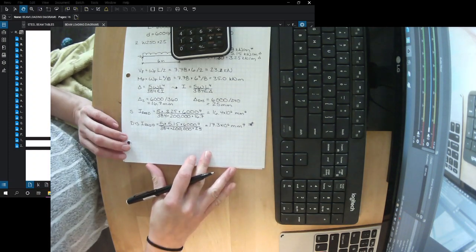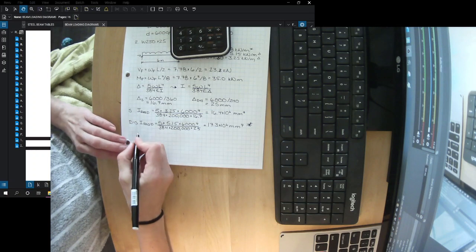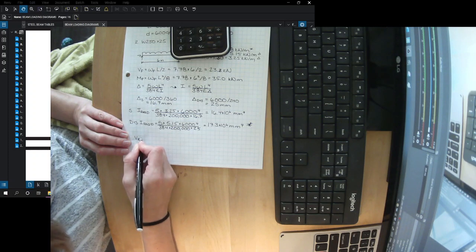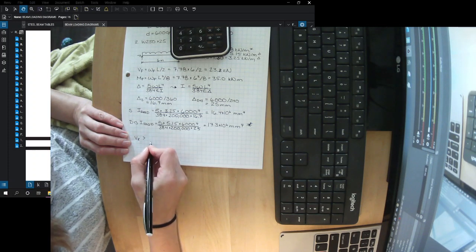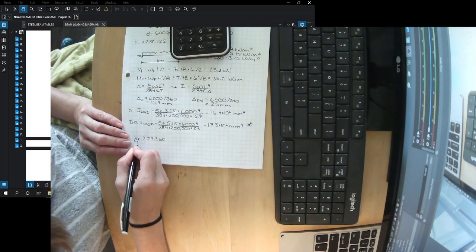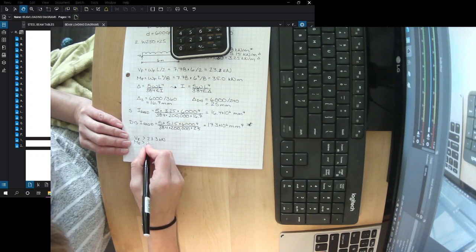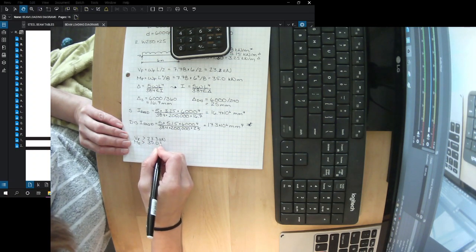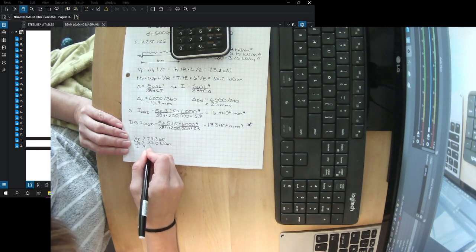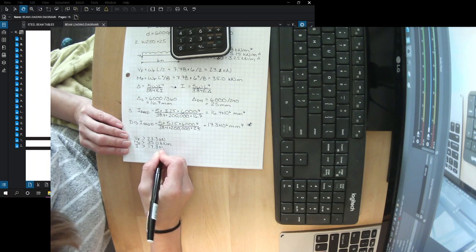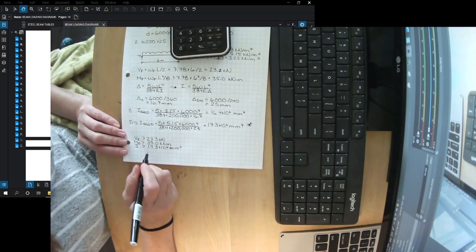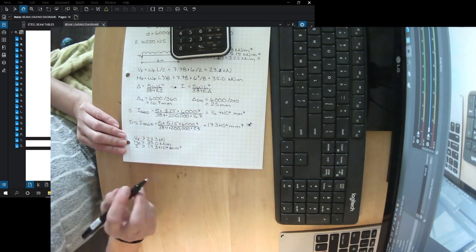That's what we need. So we now need a beam that has a VR greater than our VF, which was 23.3 kilonewtons, an MR greater than our MF, which was 35 kilonewton meters, and an I greater than our I required, which is 17.3 times 10 to the 6 millimeters to the power of 4. So our member needs to meet all of those requirements.